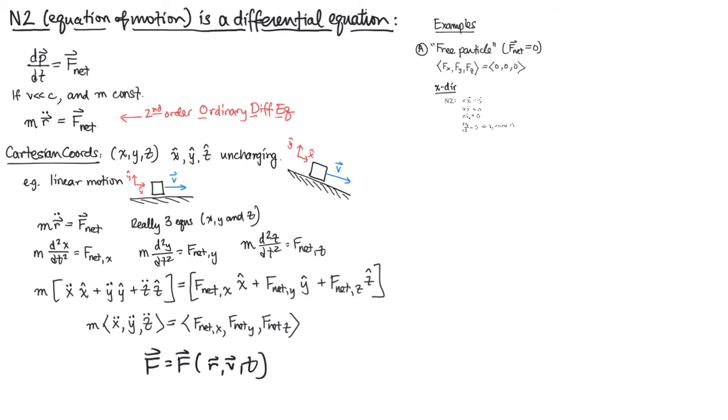We can call that v naught in the x direction, the initial velocity in the x direction. Okay, but we want to go one step further. We want to find the position as a function of time, not just the velocity as a function of time.